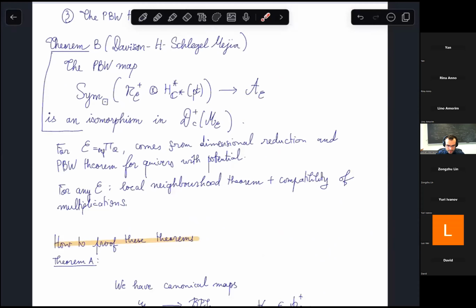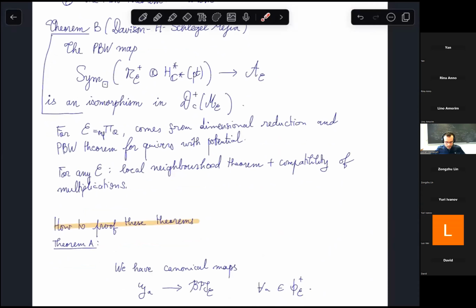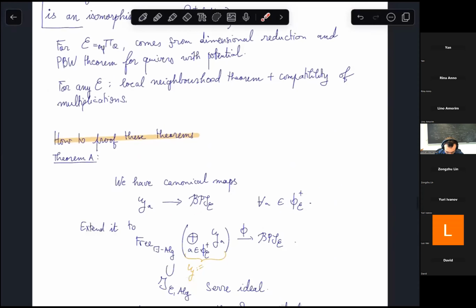Okay, so in the remaining 10 minutes, I can give you a very brief overview of how to prove these theorems. So the idea is very nice. I encourage you to continue listening a little bit.